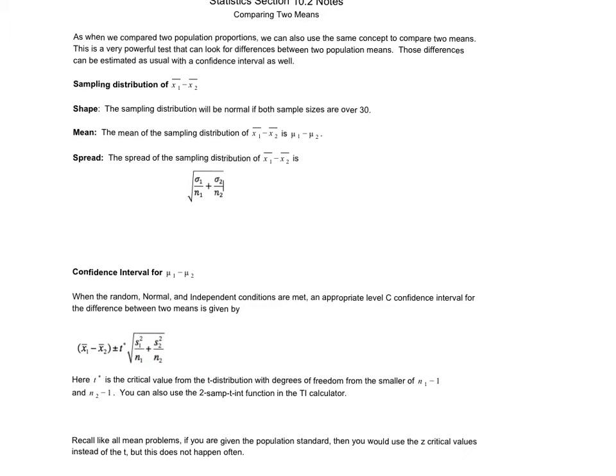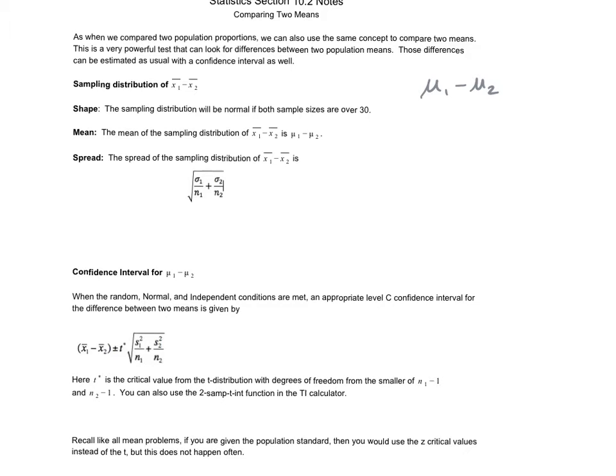Okay, in section 10.2, we're going to look at a similar thing to what we looked at in 10.1, where we compared the difference between two population proportions. In 10.2, we're going to compare two population means. So if we have two means of two different parameters, we're basically looking at what happens when I subtract those two parameters. How can I estimate what that difference is?